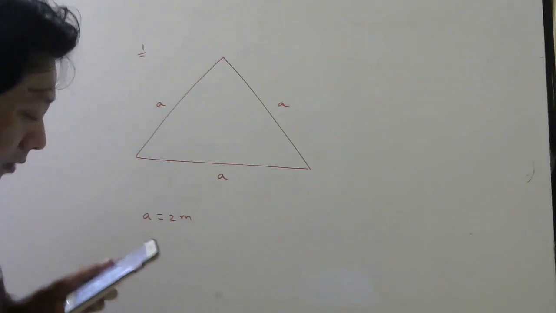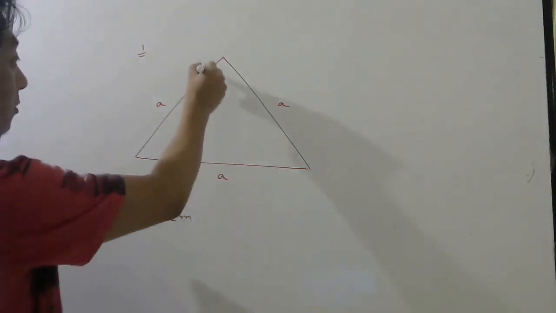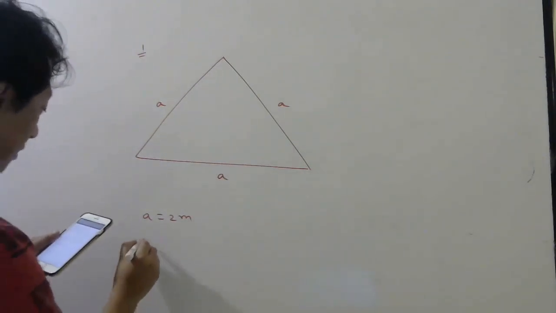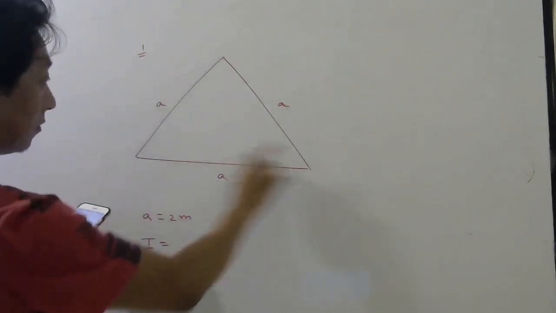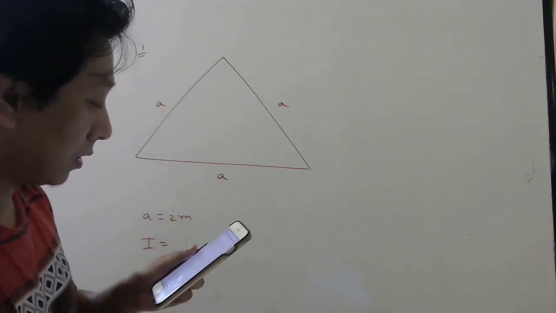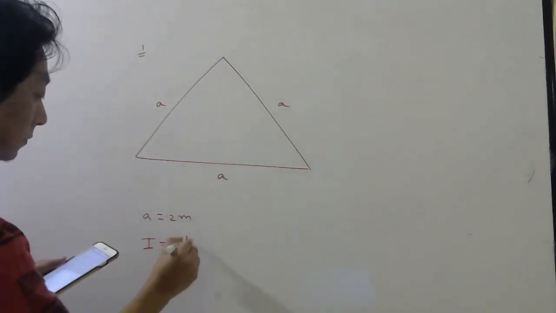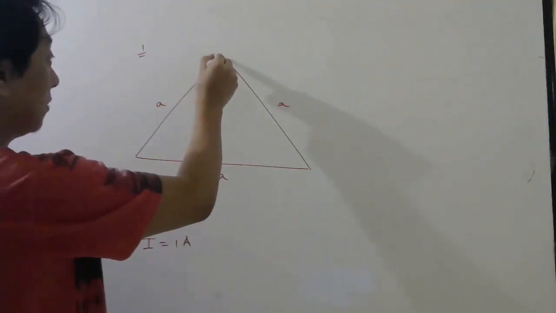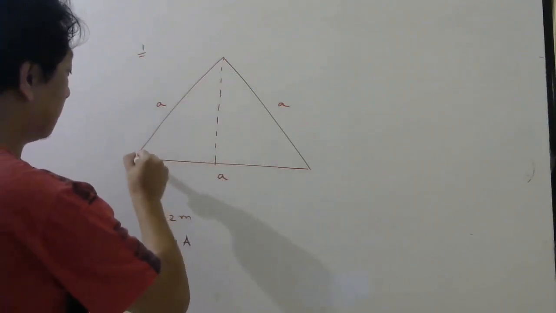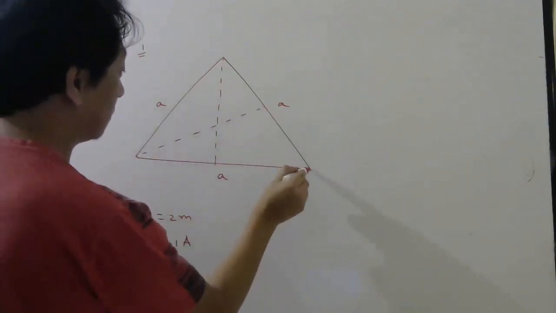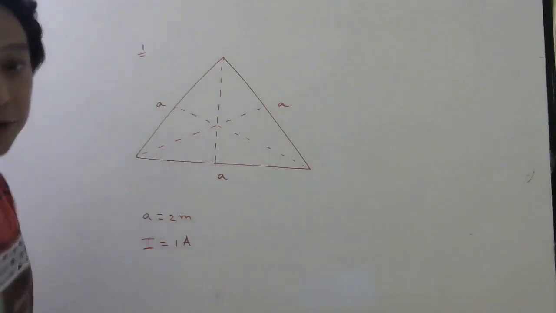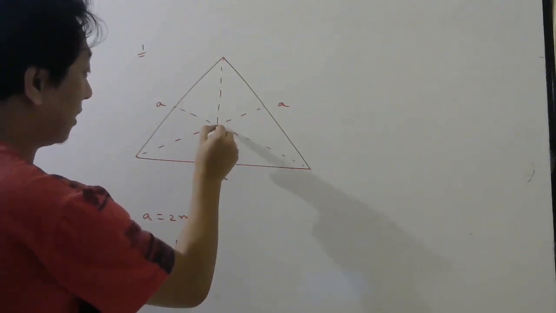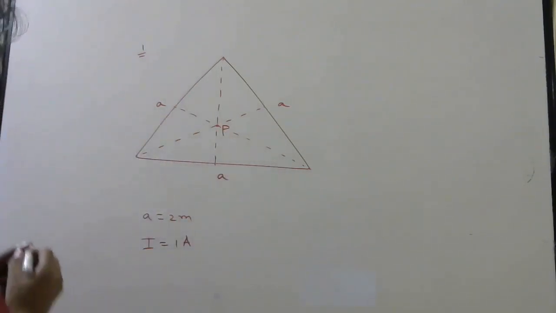Since it is equilateral, you know this will be 60 degrees, 60 degrees, 60 degrees. And the current flowing in the wire, you can think of this like a wire, is 1 ampere. So what will be the magnetic field at the centroid? Now centroid means wherever the medians intersect. It may not be exact, but that's okay. So this is the point where we have to find the magnetic field. Let me call this point P. Now let us say current is this.